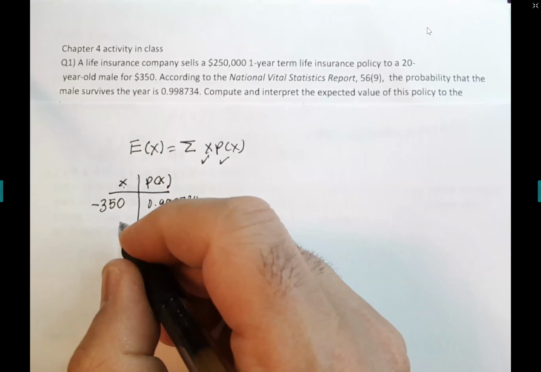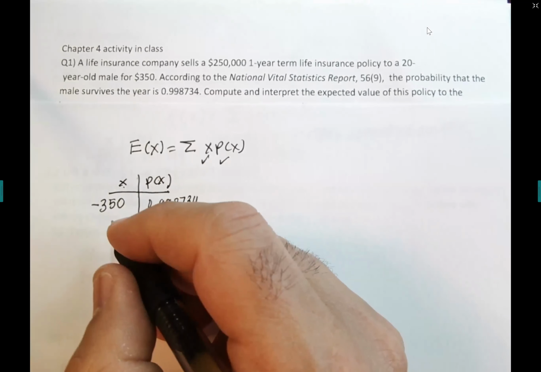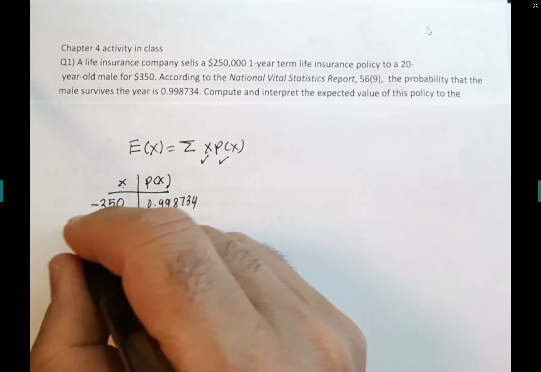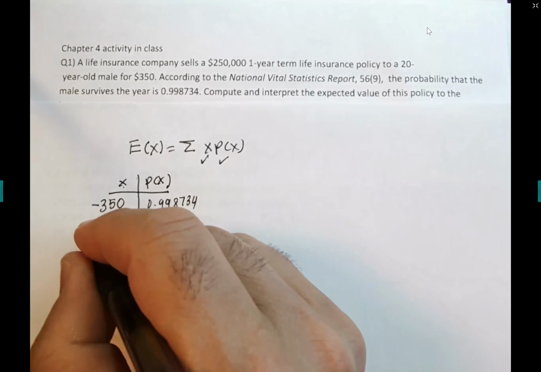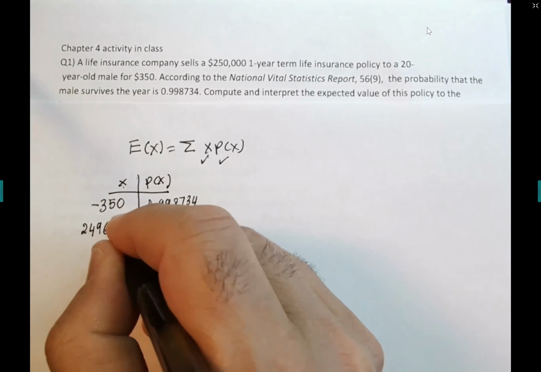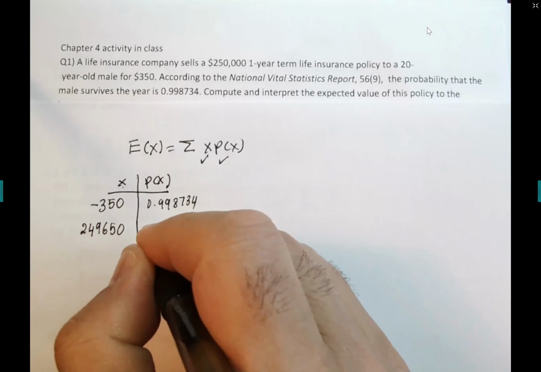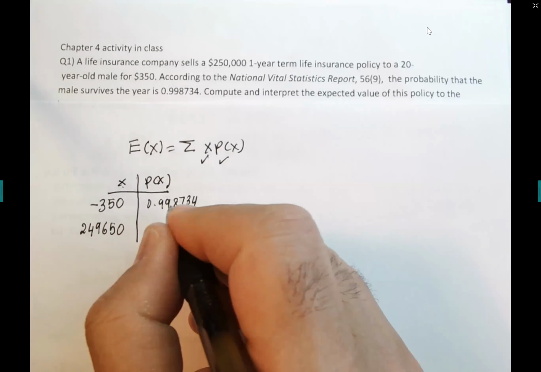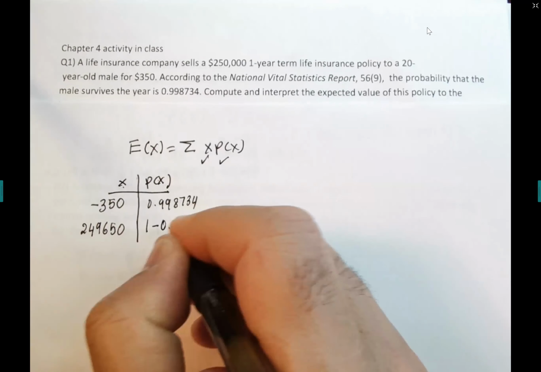Now, this is the bad scenario that the person dies. And if the person dies, his family is going to collect $250,000. But that's not going to be a gain of $250,000, guys, because they already paid $350. So the gain is going to be $250,000 minus $350, so it will be $249,650. And what is the probability that the person will make use of the policy? It's the complement of this. If it is 0.998734 to survive, what is the probability of not surviving? It will be 1 minus this.